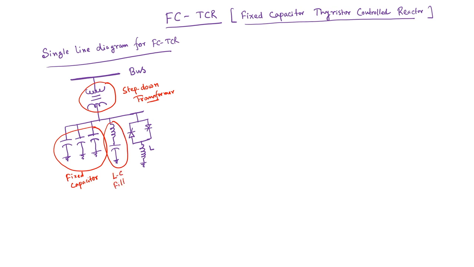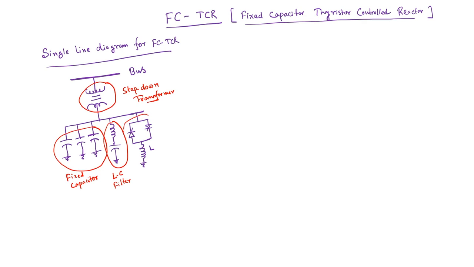You know the role of the filter, because TCR here is a type of device which generates the harmonics, and this LC filter is tuned in such a way that it could suppress some of the dominant or higher order harmonics. Then this is a TCR unit, which was already discussed in the last three lectures.